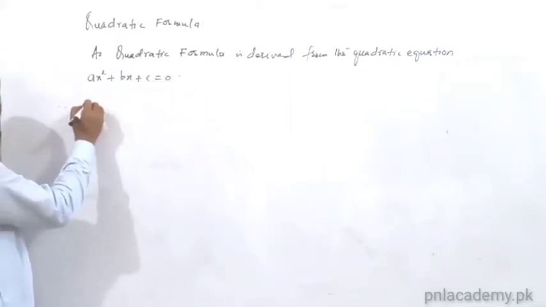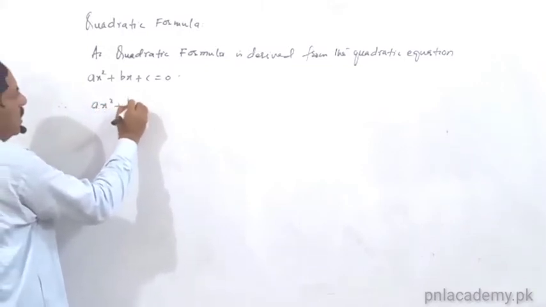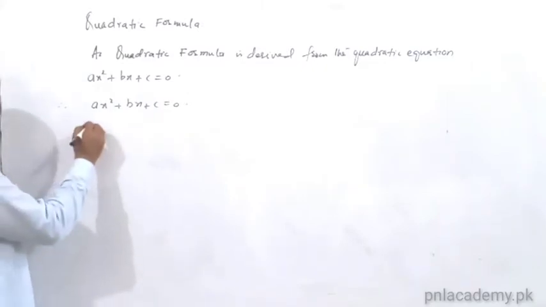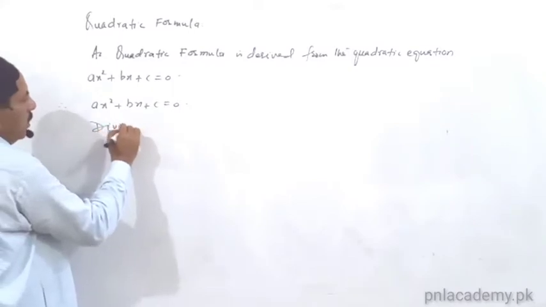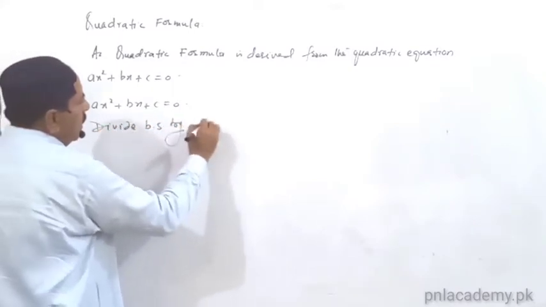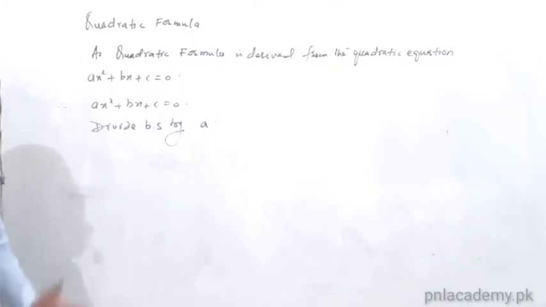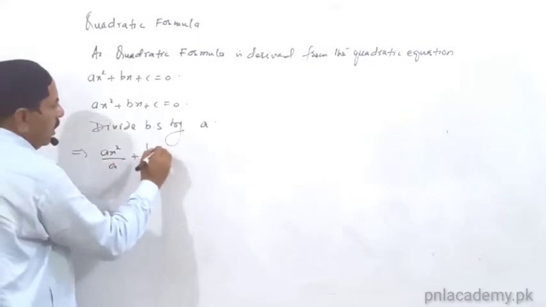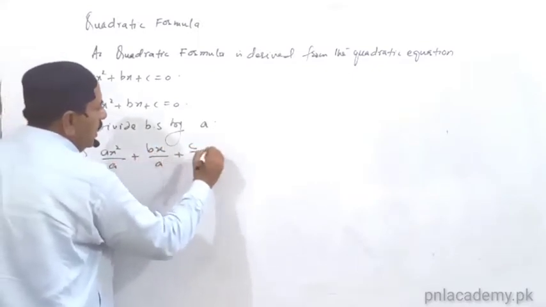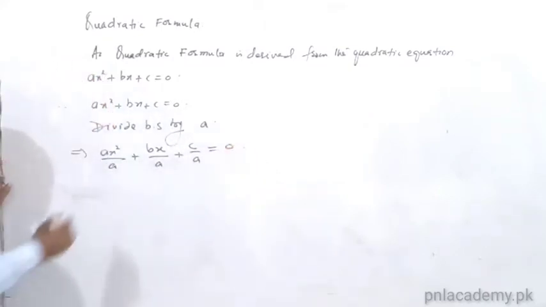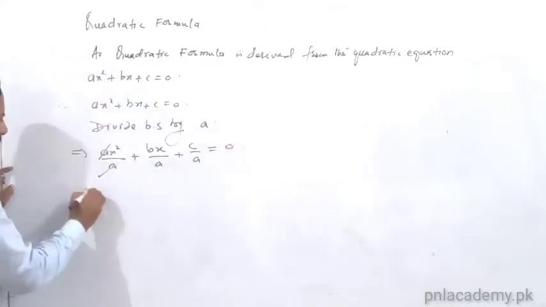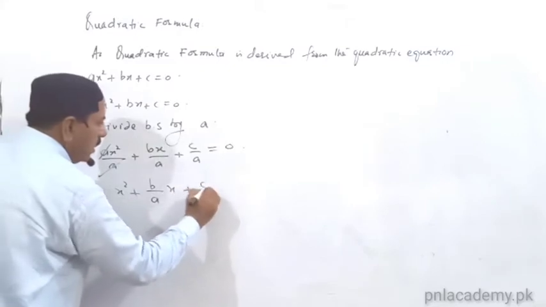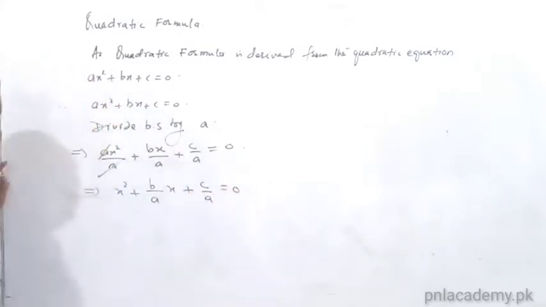So therefore, ax square plus bx plus c is equal to 0 is the given quadratic equation. Divide both sides by a, because a should be the free of coefficient. This will be ax square upon a plus bx upon a plus c upon a is equal to 0 upon a. A cancel. Here x square plus b upon ax plus c upon a is equal to 0.